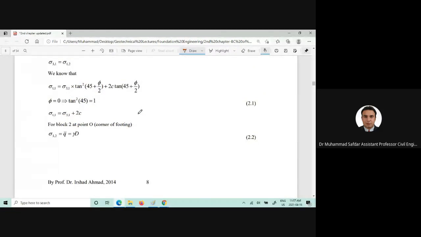Now, if we recall the Mohr-Coulomb failure criteria, we can write this equation. And as we know that sigma 3(1) is equal to sigma 1(2), which are the lateral stresses applied onto the two elements. As we assumed that phi is equal to 0, this term tangent square 45 plus phi by 2 will be equal to 1. So we will bring that sigma 3(1) here, and in this case phi is equal to 0, and this whole term will become 1. Then we will bring the 2c here. Sigma 1(1) is equal to sigma 3(1) plus 2c.